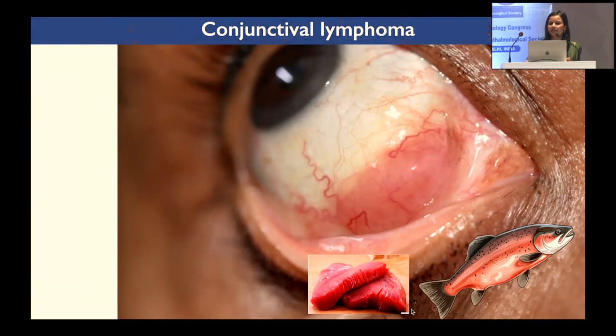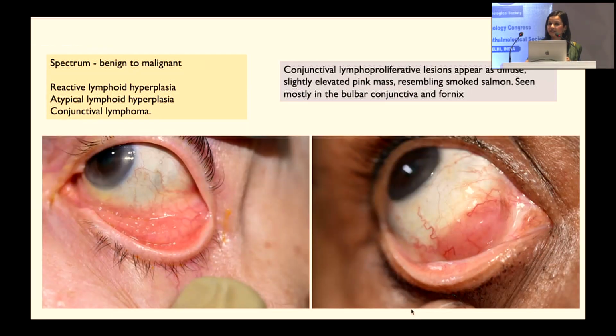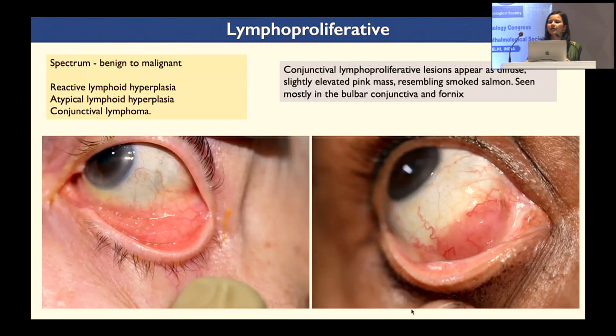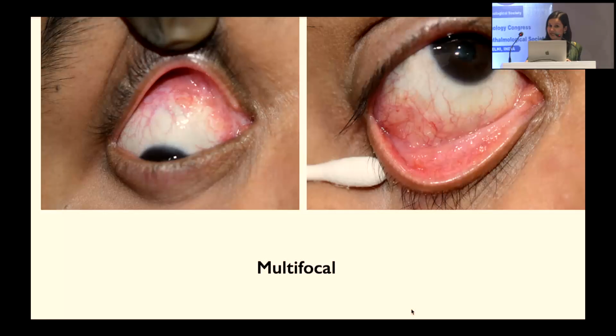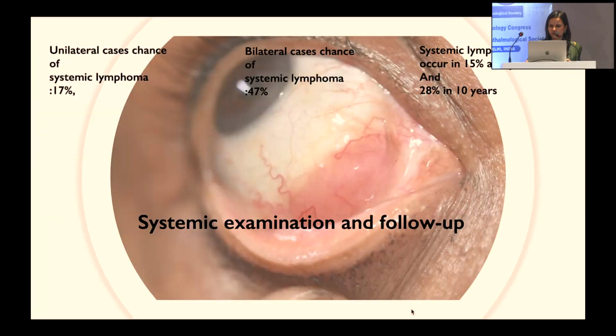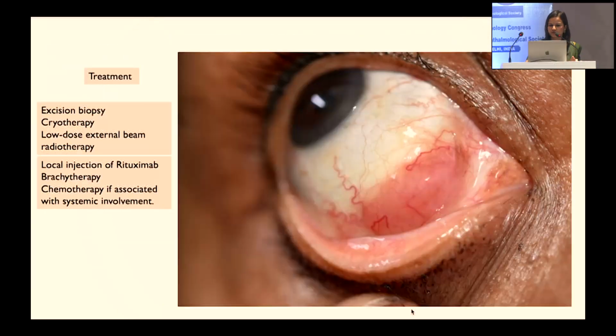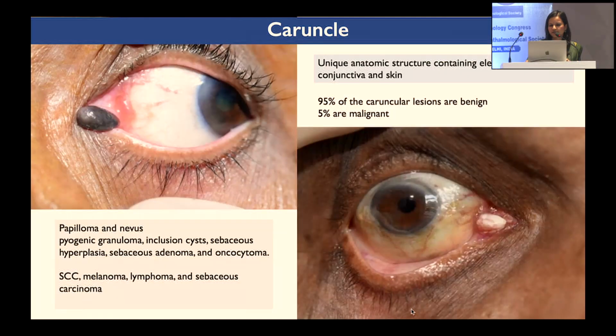Feeder vessels, it is nothing but a conjunctival lymphoma. It is also a spectrum from benign reactive lymphoid hyperplasia to malignant lymphoma. It can be multifocal, so this is something that again you should keep in mind. And systemic examination of the patient is so important because there is a chance of association with systemic lymphoma, and it can be treated appropriately.